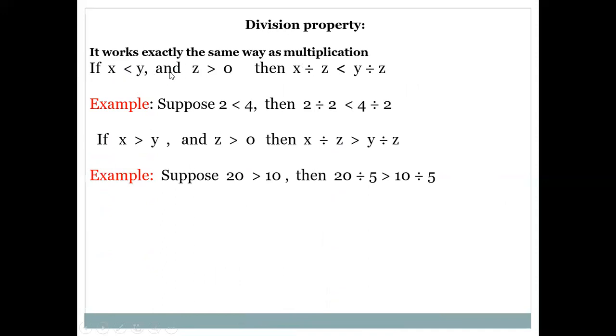If x is less than y, then x divided by z is less than y divided by z. Suppose 2 is less than 4, then 2 divided by 2 is less than 4 divided by 2. Same thing in the case of x greater than y and z greater than 0. Z greater than 0 means z is a positive number. Then x divided by z is greater than y divided by z. Suppose 20 is greater than 10, then 20 divided by 5 is greater than 10 divided by 5.